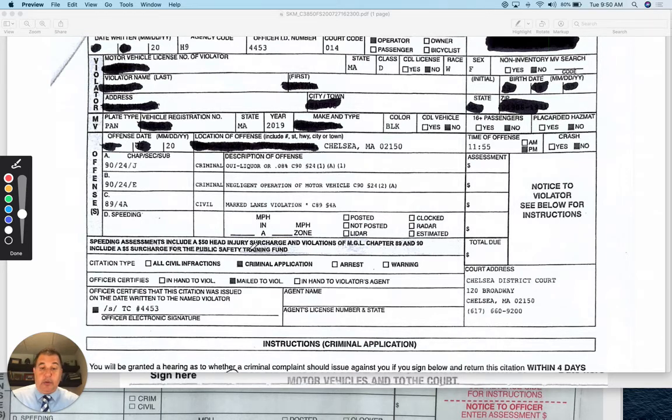Sometimes what we do is we go to the registry of motor vehicles and actually pull their driving record to show they have a great driving record and show whether they're a great person. They have no prior criminal record. These are some of the types of things you might argue at this type of hearing.